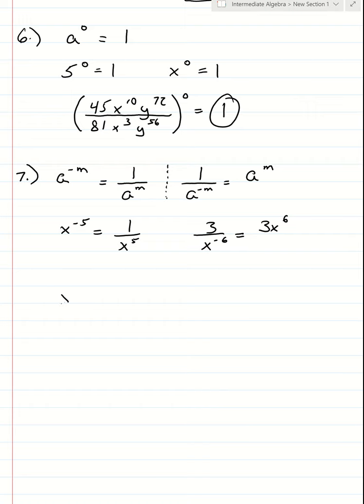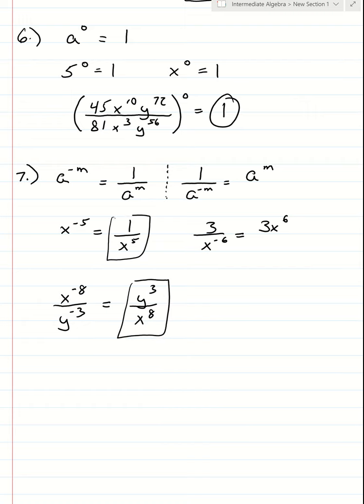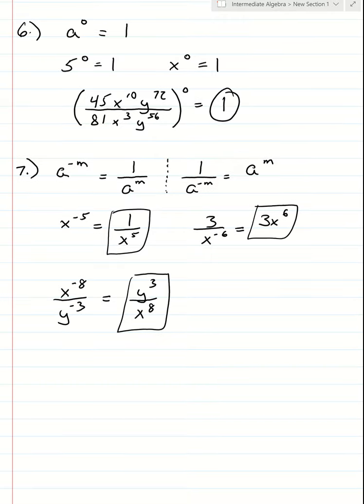What if we had x to the negative eighth over y to the negative third? Well, now I have to eliminate both negative exponents, okay? So if I need to eliminate both of these negative exponents, I have to change both bases, in which case now I would have y to the third on top and x to the eighth on the bottom, okay? Never, ever leave your answer with negative exponents. The final answer should always have positive exponents, as we've been seeing. Let's try a few others.